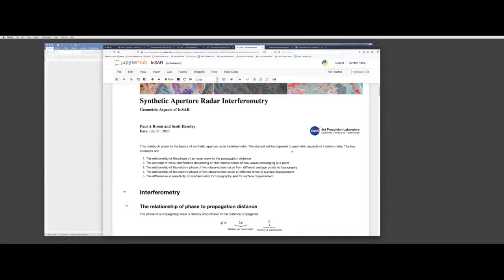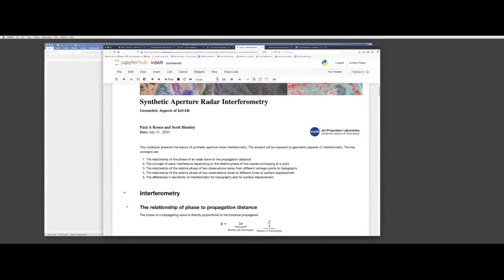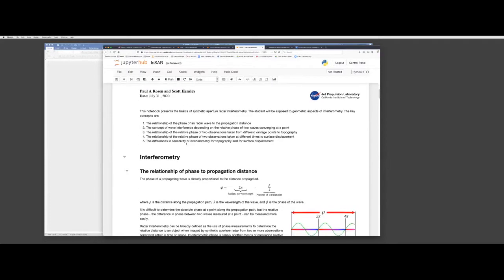And this deals mostly with the geometric aspects of InSAR, much of which should be familiar to you from what Gareth was saying. So I worked on this with Scott Hensley. I don't think he's on the phone now, but he and I have developed these notes over the years.